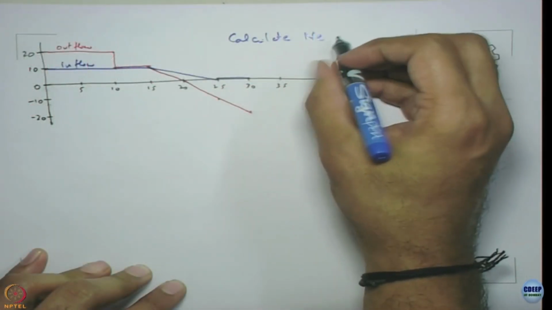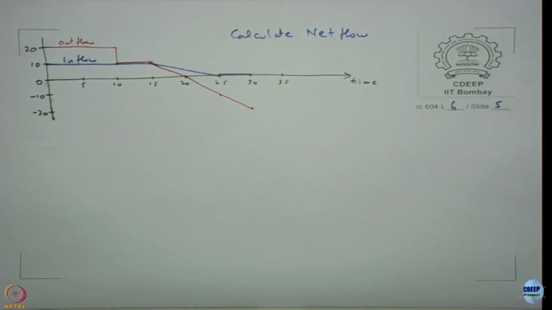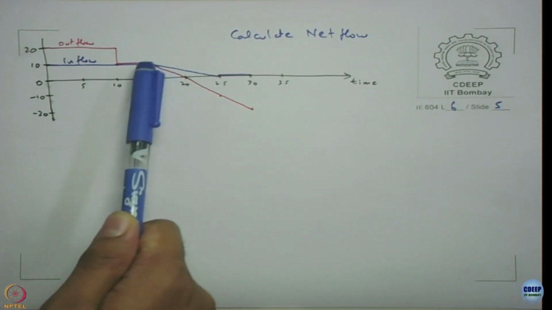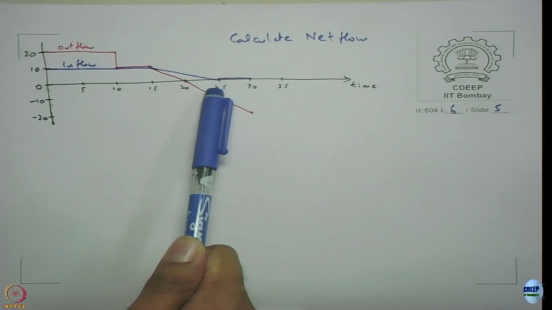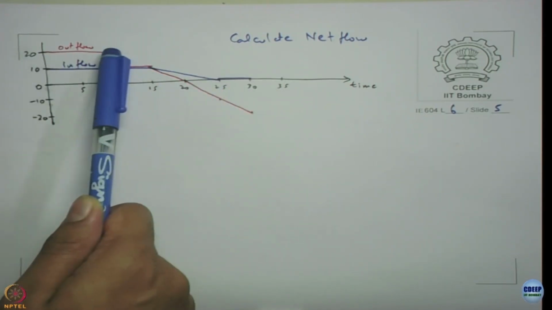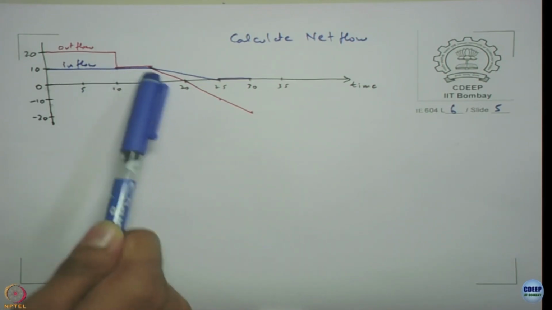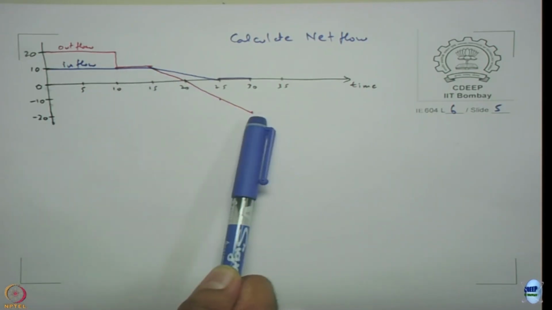Calculate net flow. Given a net flow, we can integrate it nicely, but when we have both inflows and outflows given separately like in this figure, here the inflow starts at 10, it's constant at 10 until time 15, and then from time 15 to 25 it linearly decreases, and at 25 it hits 0 and remains constant at 0 till time 30. Outflow starts at 20, then drops to 10 at time 10, then from time 15 onwards it decreases at a constant rate until it hits minus 20 at time 30.